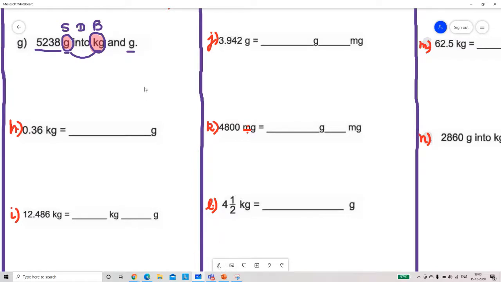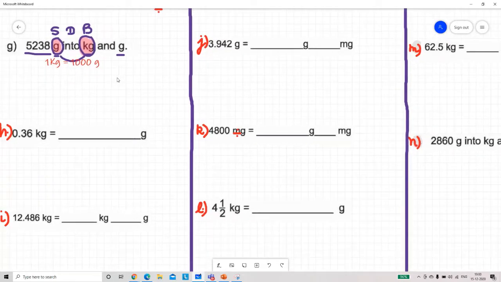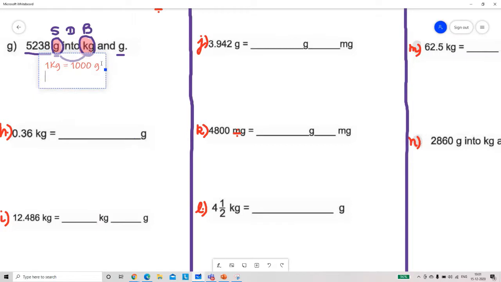What is the relationship? The relationship between kilogram and gram is 1 kilogram is equal to 1000 grams. So this is our relationship. So we will divide by 1000. That means we will divide by thousands. So let's divide by 1000. So 5238 gram divided by 1000 is equal to, let us divide.